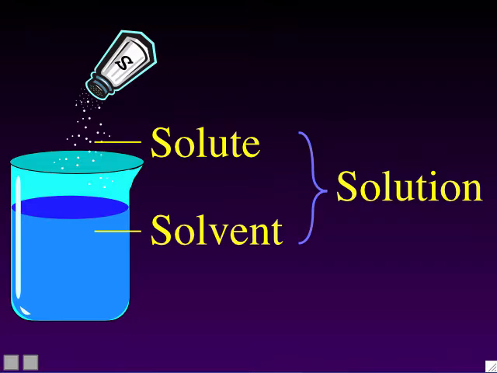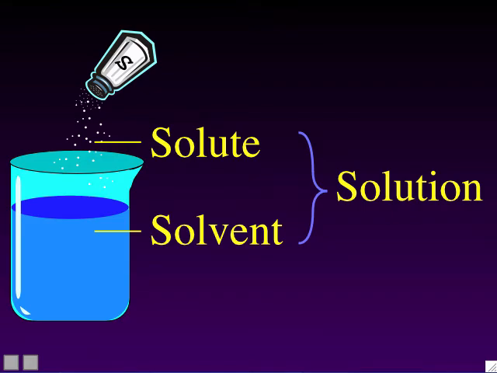The term solvent means the liquid that does the dissolving. So in this example, water is the solvent. And the term solution means the liquid that you get when you've dissolved the solute in the solvent. In other words, the salt water that you would end up with is the solution. You would say that you've made a salt solution.